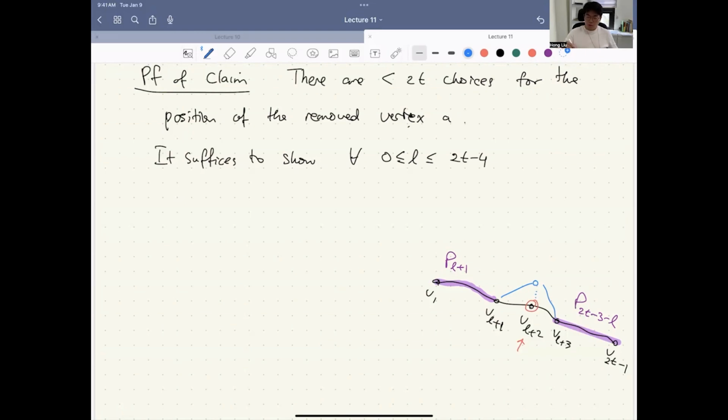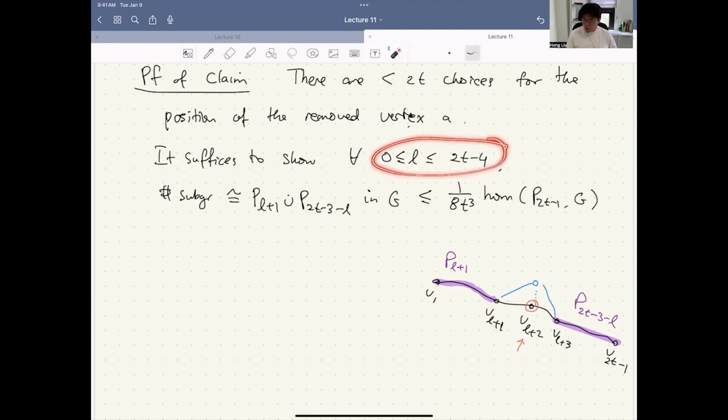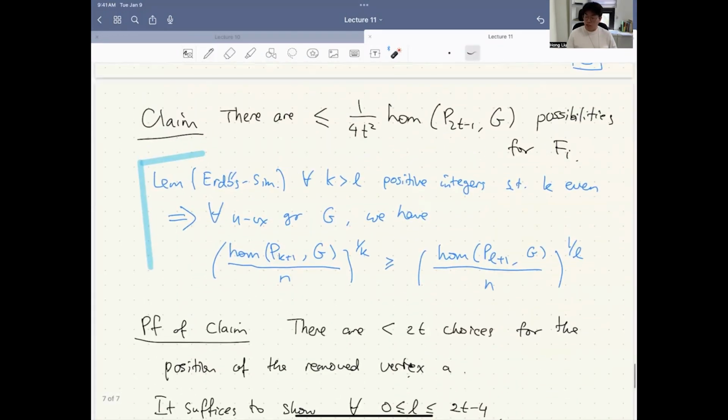We just need to show that no matter what choice of L we range over, for each such choice, the number of subgraphs isomorphic to P_{L+1} disjoint union P_{2t-3-L} in G is at most 1 over 4t cubed times the homomorphisms of P_{2t-1} in G. If this is true, multiply by another 2t, cancel out, you get 4 over 2t squared times 1 over 4t squared times homomorphisms, which is exactly the bound we want.